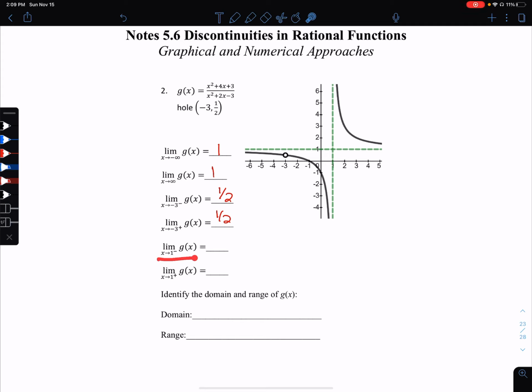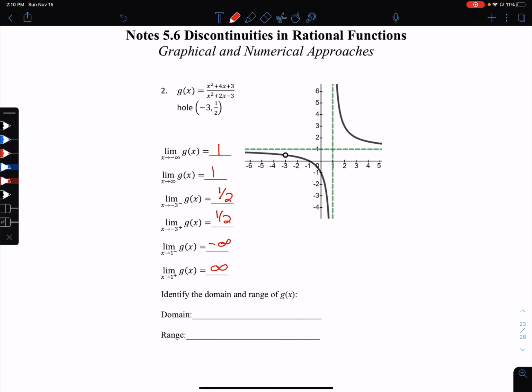What's the limit of g of x as x approaches 1 from the left? Here's 1. As we approach from the left, the graph is going down forever, so it's approaching negative infinity. What's the limit of g of x as x approaches 1 from the right? It goes up forever. It's approaching positive infinity.